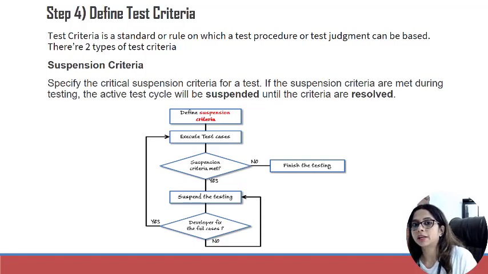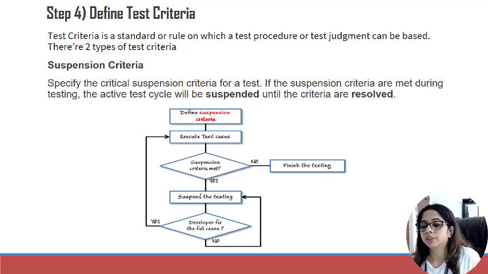So once the developer has fixed that, and the suspension criteria is no more being met, now the question is whether the developer has fixed the failed cases. If yes, he has fixed the failed cases, then you'll go this side and you'll execute the test cases again. But if the developer has not fixed the failed cases yet, then you'll have to again suspend the testing.